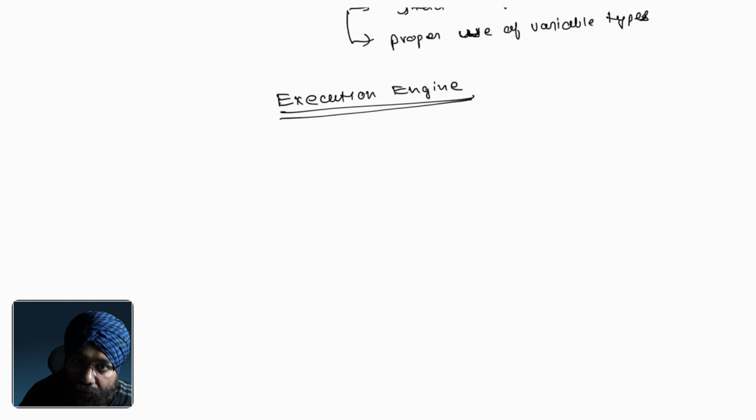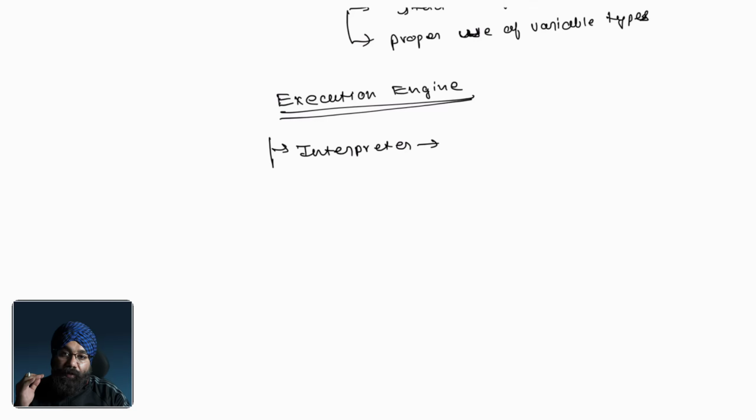After the verification is done, inside the JVM there is an execution engine. The execution engine consists of three parts. The first is the interpreter. This interpreter interprets the bytecode line by line. It is a slow process, but it helps when we are debugging the code.